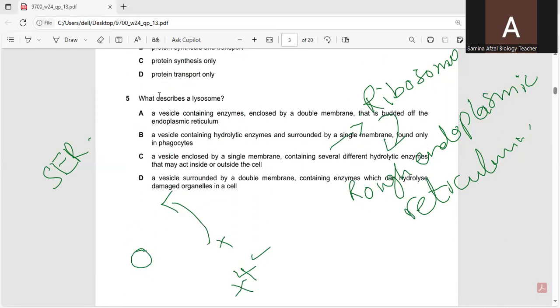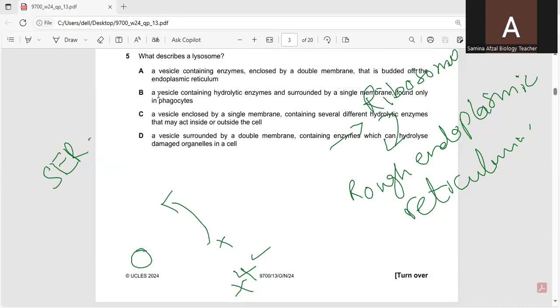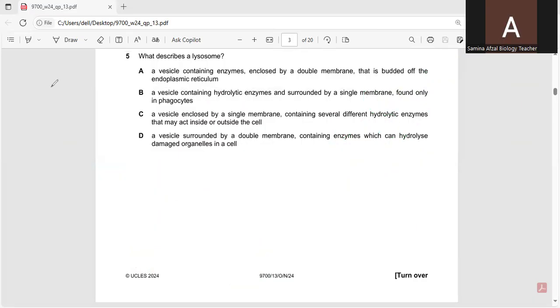Question number 5. What describes a lysosome? A vesicle containing enzymes enclosed by a double membrane. The vesicle containing enzymes, this is correct. Enclosed by a double membrane? No, they contain a single membrane. That is part of the endoplasmic reticulum.